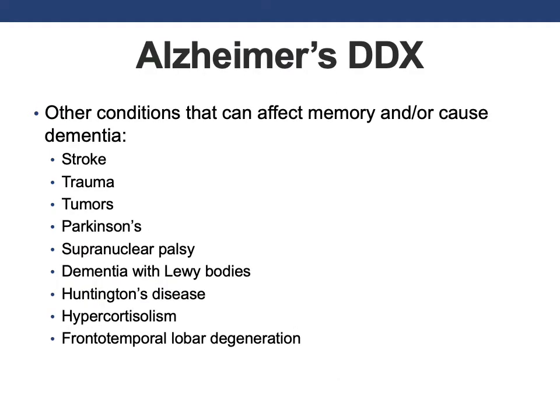Alzheimer's differential diagnosis. Other conditions that can affect memory or cause dementia, that are the key signs of Alzheimer's disease, are stroke, trauma, tumors, Parkinson's disease, supranuclear palsy, dementia with Lewy bodies, Huntington's disease, hypercortisolism, and frontotemporal lobar degeneration, which is the condition that we'll be covering next.